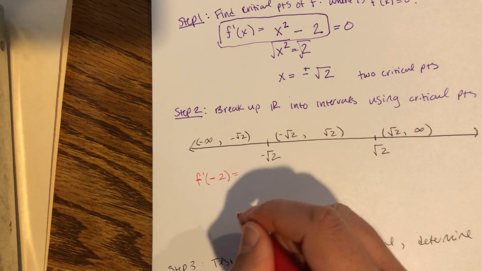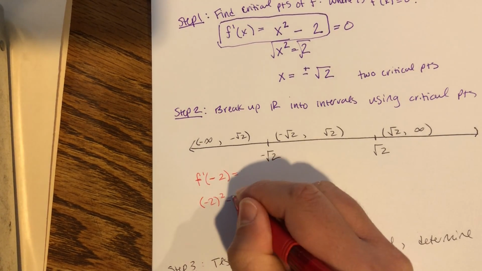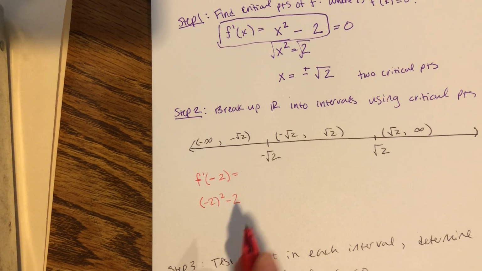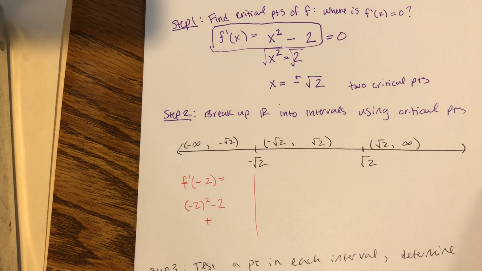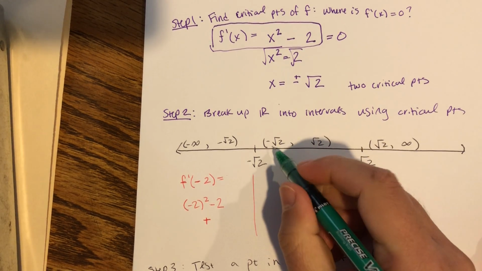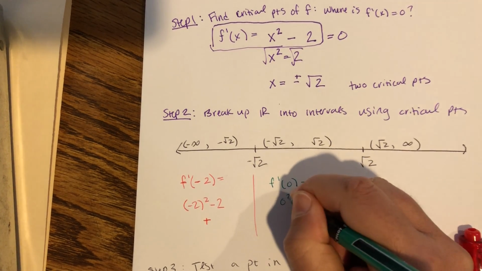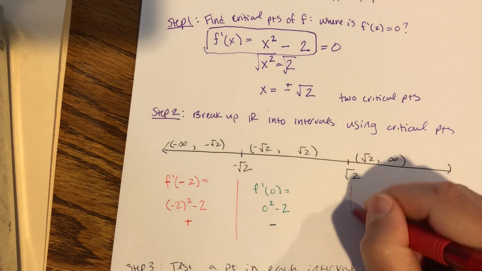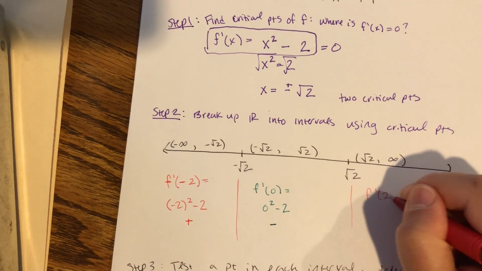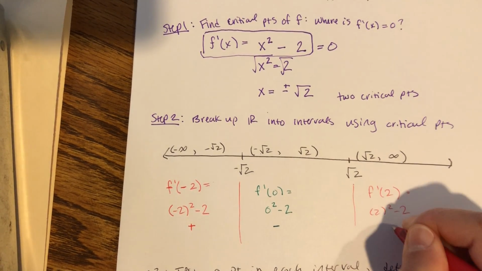If I plugged in negative 2 into this function, I'd get negative 2 squared minus 2. This is 4 minus 2, so this is going to be positive. Okay, then I test a point in my second interval. If I test something between negative square root of 2 and positive square root of 2, I'd want to test something like 0. I get 0 squared minus 2. This, of course, is negative. And back to my last interval, plug in something bigger than square root of 2, like let's say just 2, and we'll get 2 squared minus 2, which is positive.